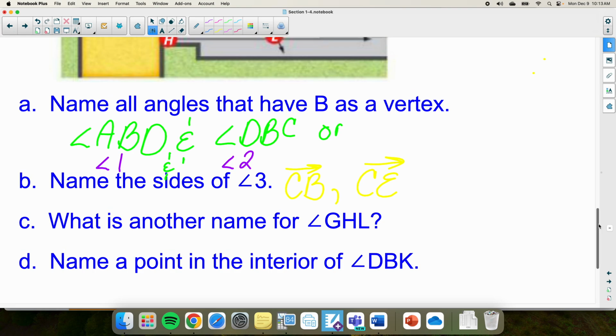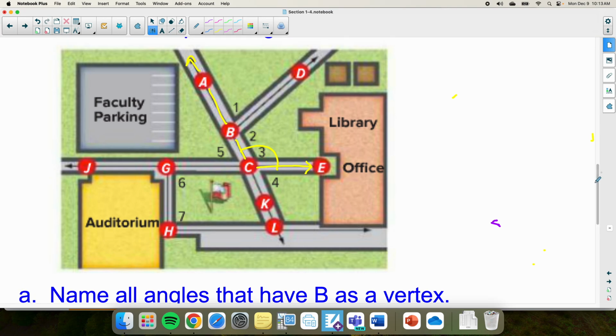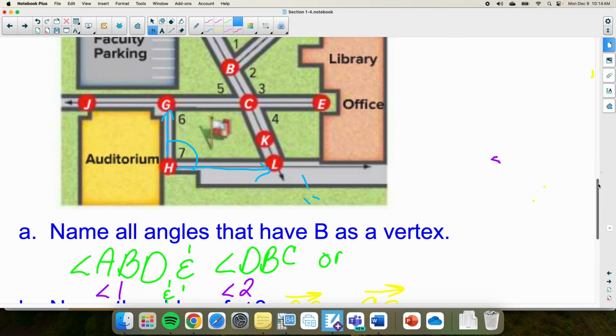Now it says, what is another name for angle GHL? GHL starts here and goes like this. It's this angle right here. This doesn't have arrows on it, but you can assume it does. What's one way to rename that? What's an easy way? Angle 7. That's what I would do. Or they said GHL, you could have done LHG. Very good. Angle 7.